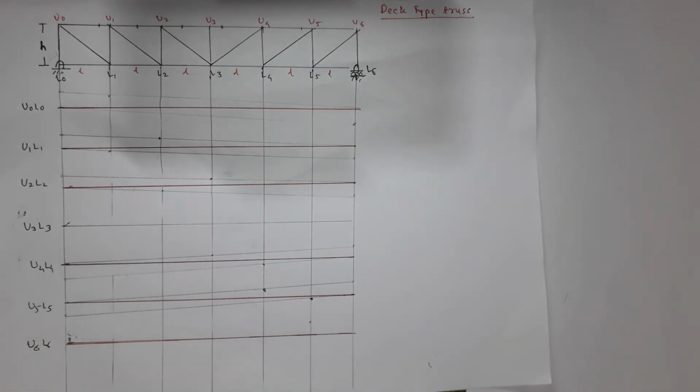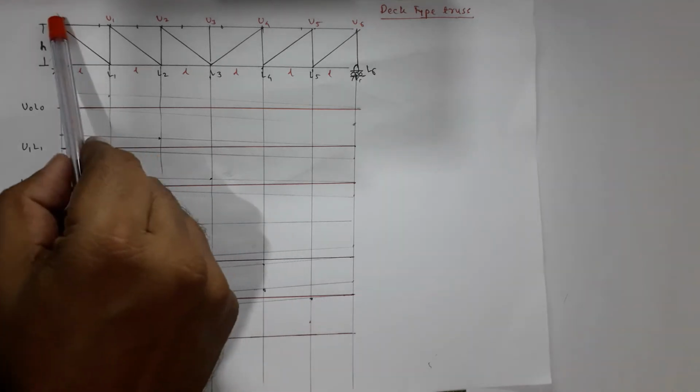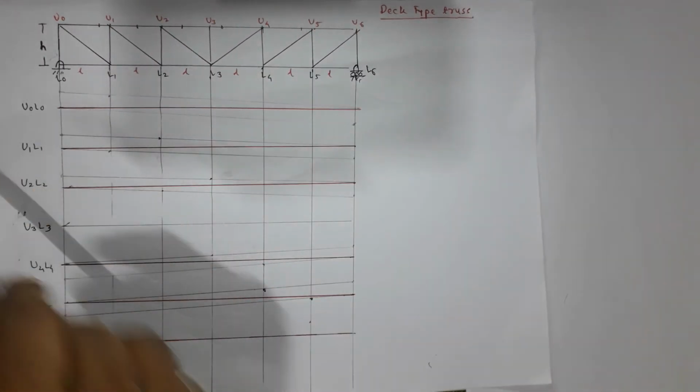So it is the same truss having the same span. The total span is 6 times L, but the difference is that it is a deck type of truss. In deck type of truss, the load moves along the top chord line, and the load is supposed to take the positions along the top panel points.